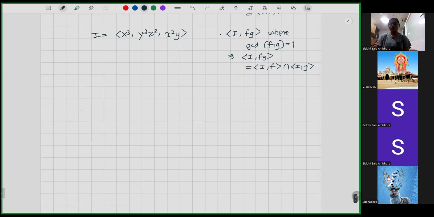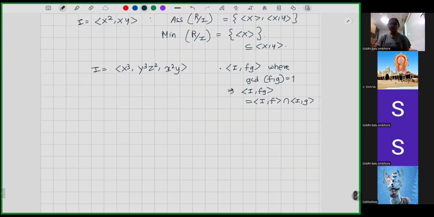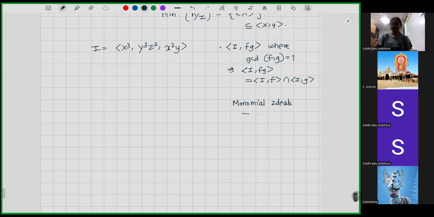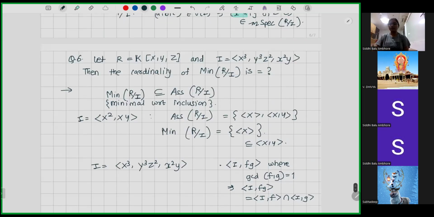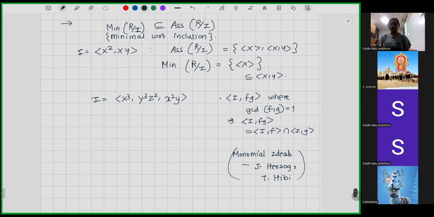Subhadeep is suggesting that it has 3 minimal primes. Okay, so let us check. And also, if you want to understand even more about monomial ideals in general, there is a book named Monomial Ideals by Jürgen Herzog and Takayuki Hibi. This book is all about monomial ideals, and the very first chapters give good information about how the associated primes and primary decomposition of monomial ideals work, and this book also contains information about Gröbner bases and so on.